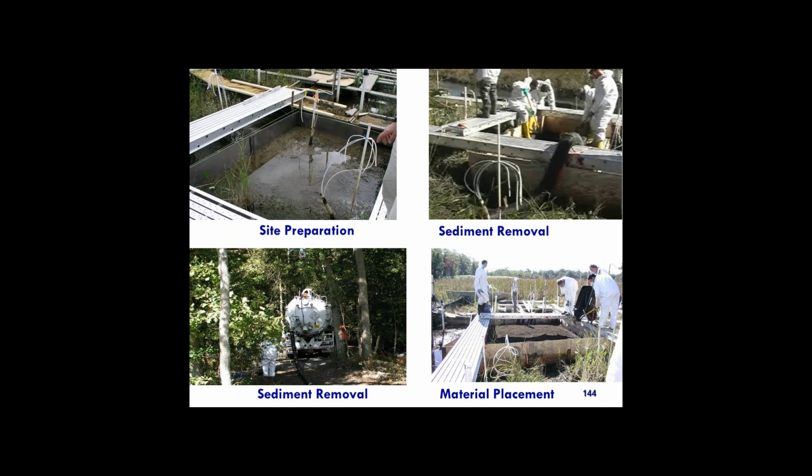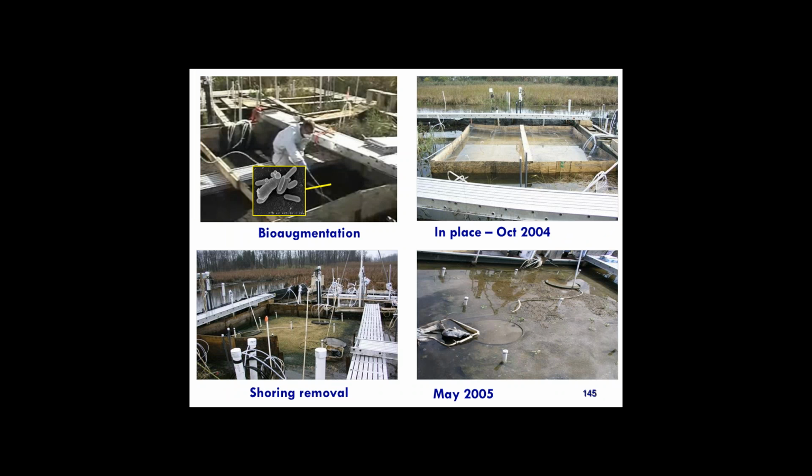The initial site preparation involved putting some staging around it so that people could walk around it and access the area. Sediment was removed with the vac truck, and then the material was placed inside this. The culture was added to it, and so you can see it in place. Actually, the start of the experiment, October 2004. The shoring was removed from around it, and then you can see a picture of what it actually looks like in May of 2005. You can see various sampling devices placed inside it.